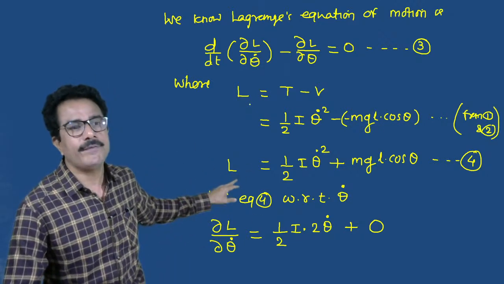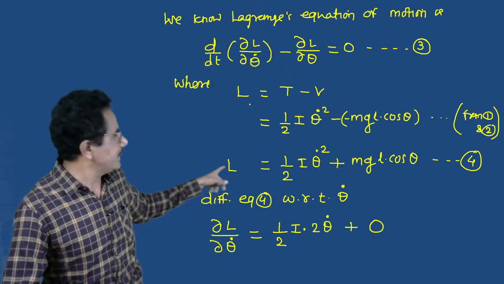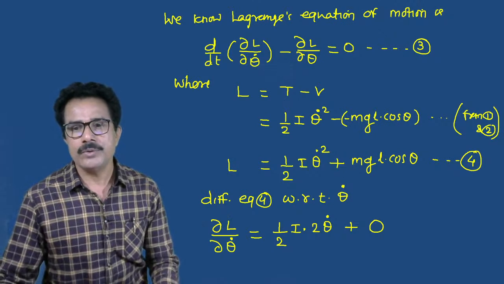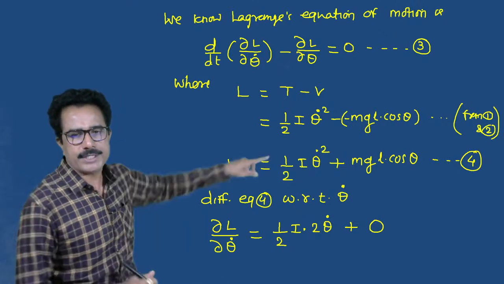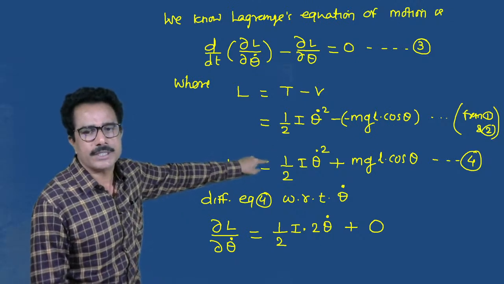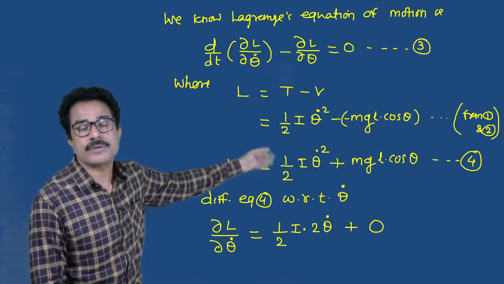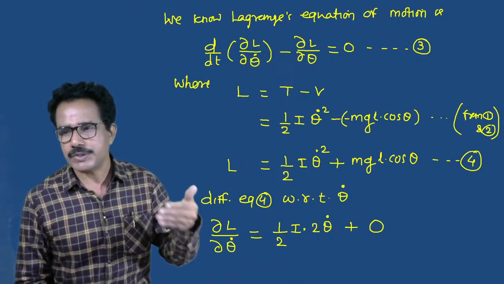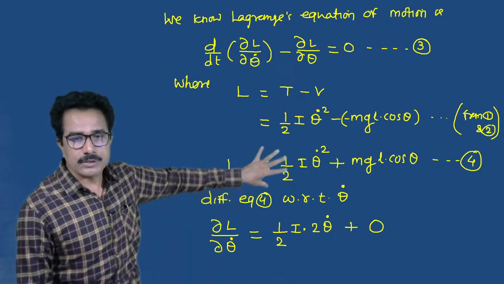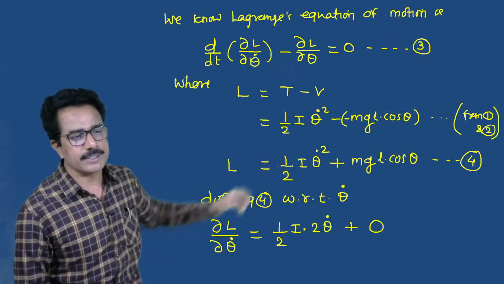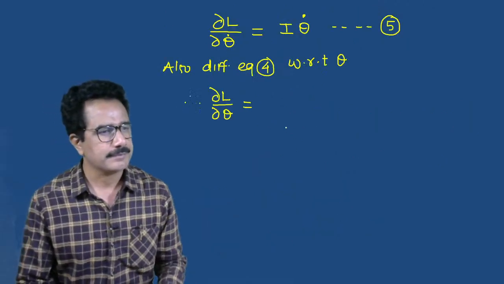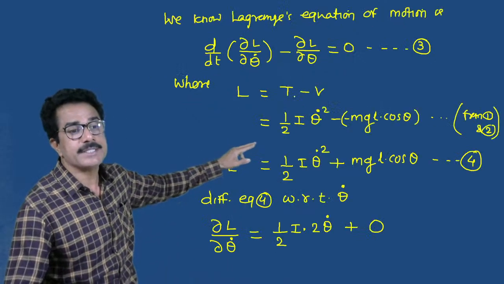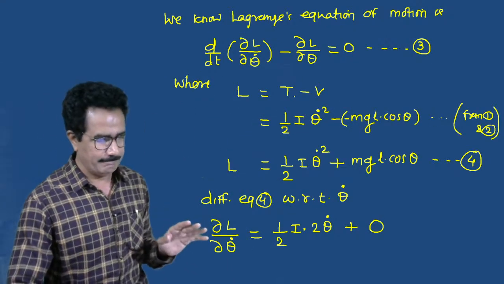So in the first part, see this, in the equation of L, in the first part 1 by 2 into I into theta dot, here 1 by 2 into I into theta dot. So 1 by 2 is constant, I is constant, theta dot is constant, because we are taking the derivative with respect to theta. So the total terms are constant, so its derivative will be 0. Plus, now we consider the second part, that is mgl cos theta.